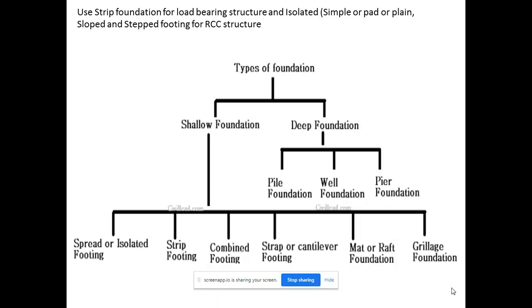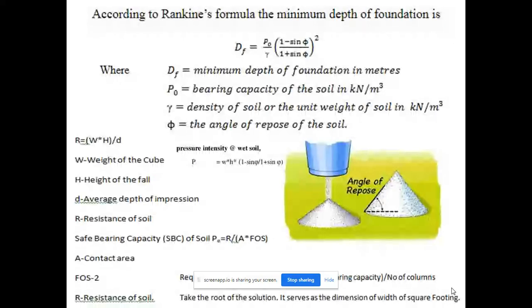Now for a G+3, I would suggest you go with a shallow foundation having an isolated footing, which can be of cuboidal shape or a trapezoidal shape. First and foremost, we need to find out the depth and width of the foundation by the appropriate formulas as shown in this slide.